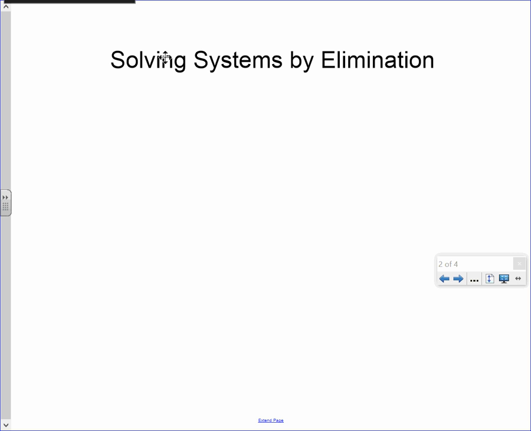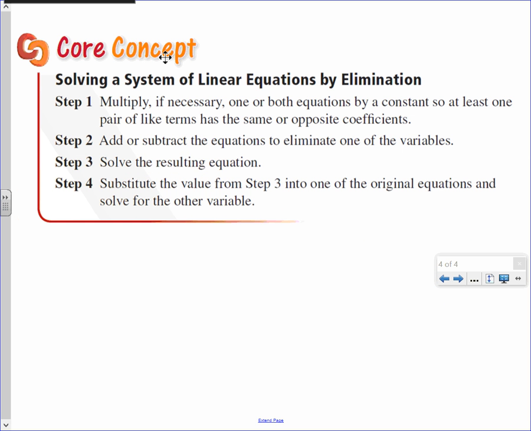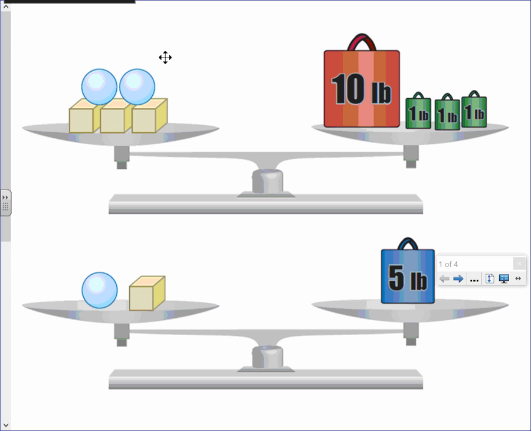Before we get into the steps, what I want you to do is go ahead and copy these two scales down as best you can. So here you have some cubes and two balls. On the second scale, you have 1 cube and 1 ball. The left side you have 13 pounds, and the right side you have 5 pounds. Go ahead and do that for me really quick.